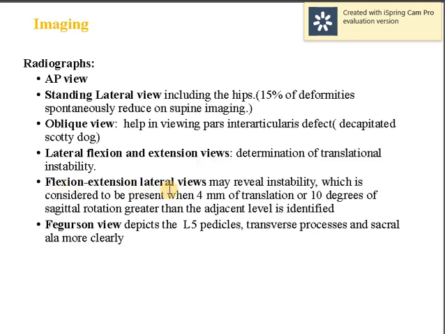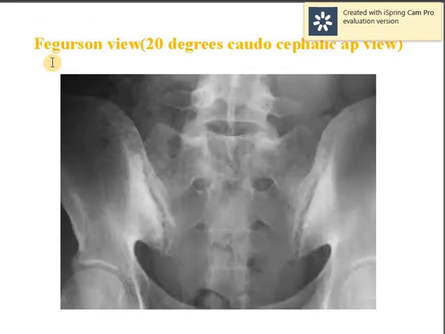Then the flexion extension lateral view may reveal instability, considered to be present when 4 mm of translation or 10 degrees of sagittal rotation greater than the adjacent level is identified. Then the Ferguson view depicts the L5 pedicles, transverse processes and the sacral ala more clearly. So these are the imaging techniques. This is the Ferguson view, a 20 degree caudocephalic anteroposterior view.